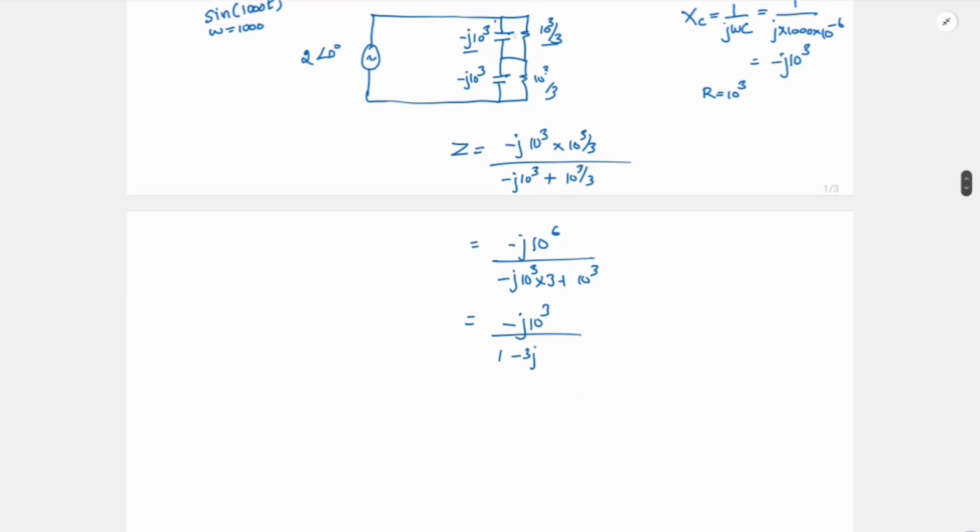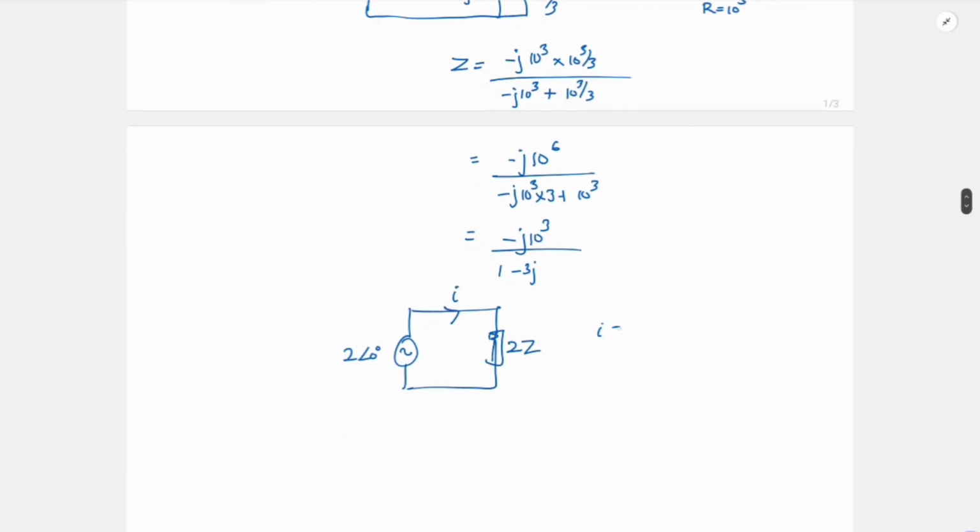So this is my Z, and my equivalent circuit now becomes 2 angle 0 degree divided by 2Z, right? And I need to find I. My I will be nothing but 2 angle 0 degree by 2Z. So my I is 1 by Z.